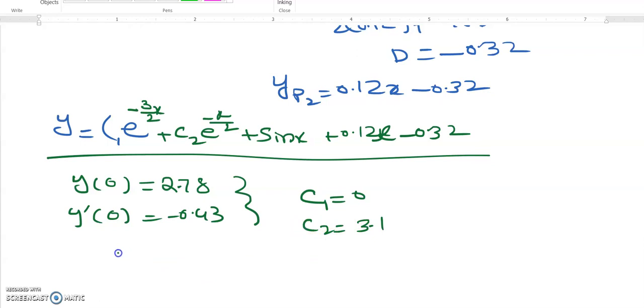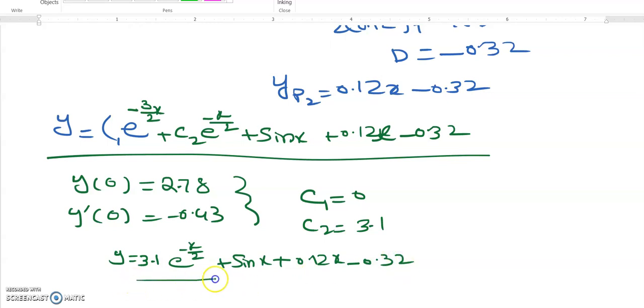So your final answer will be y is equal to 3.1 e power minus x by 2 plus sine x plus 0.12x minus 0.32. Due to the time limitation for this video clip, I am not showing the calculations for this initial value problem, but you can do it very easily.